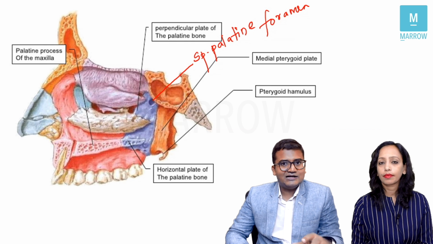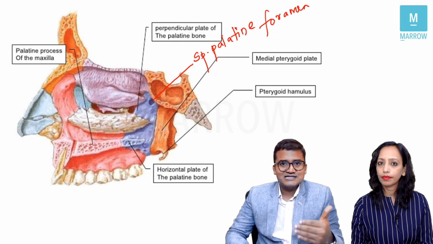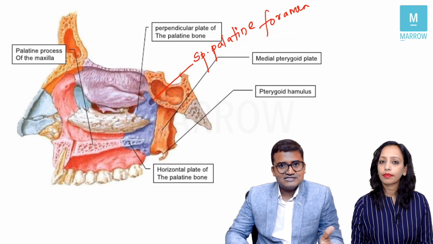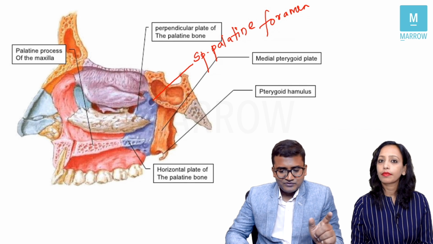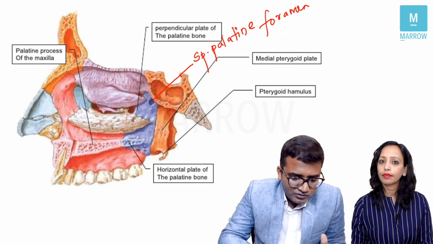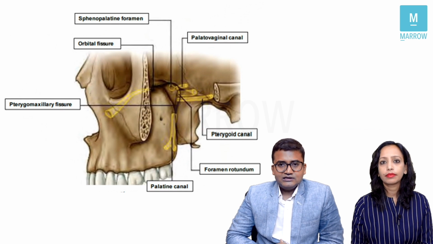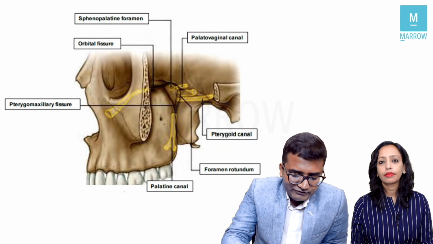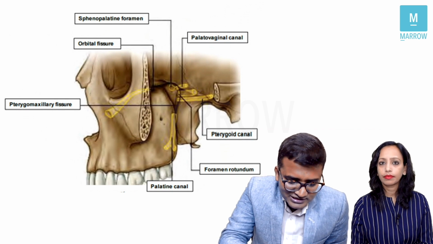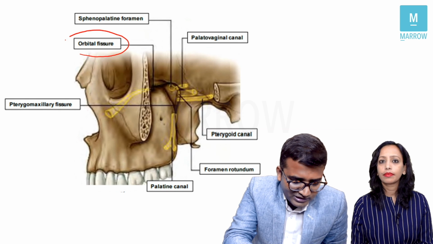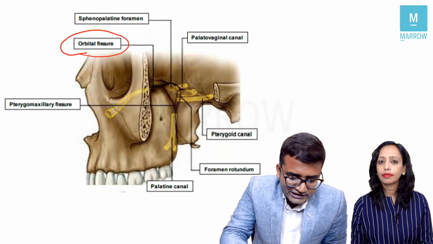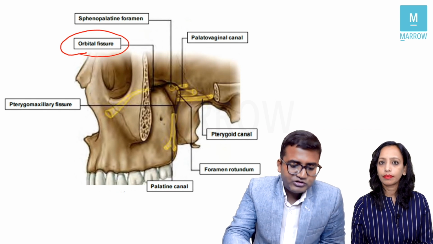Now, the sphenopalatine artery goes and supplies the nasal cavity. It gives a branch to the nasal septum, and it also supplies the lateral wall, that is the lateral nasal branch. Is it clear? Yes. So superiorly, the pterygopalatine fossa communicates with the orbit via the inferior orbital fissure. Can you see that? Yes, this is the inferior orbital fissure, through which the pterygopalatine fossa communicates with the orbit.